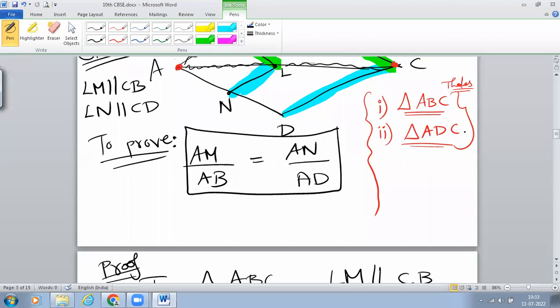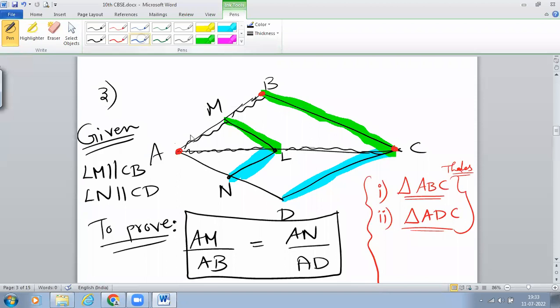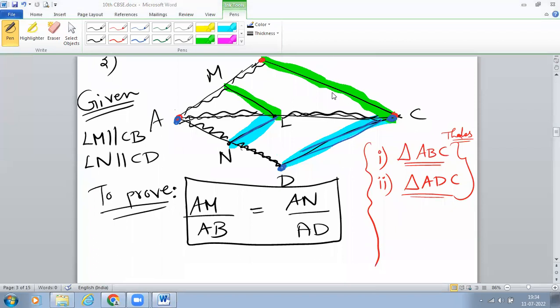Triangle ADC. Okay, so in this triangle ADC, I will mark here. This is ADC. In this triangle ADC, NL is parallel to BC. Am I right? These two sides are parallel. So I can use Thales theorem here that shows AL by LD is equal to AN by ND. Yes or no? AL by LC is equal to AN by ND. Correct or wrong? Yes, sir. Okay, that is also because of Thales theorem.